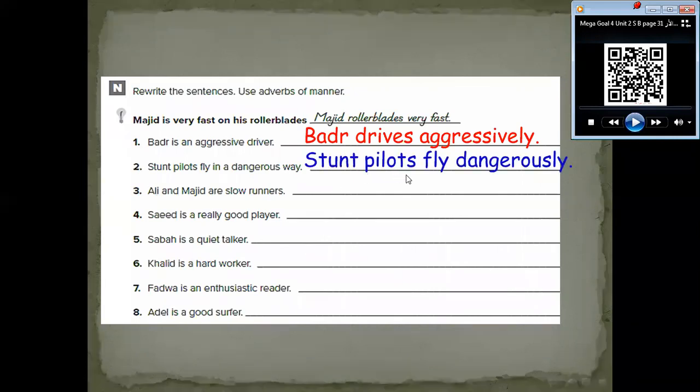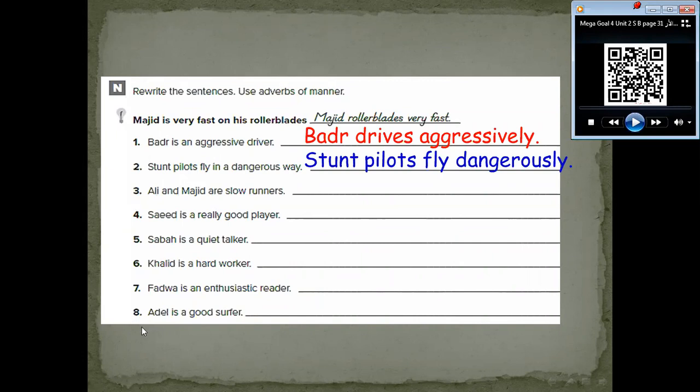Here we put after the subject, stunt pilots, the verb or the action they do, اللي هو fly. بعد كده جبنا الادفيرب to describe how they fly. Okay, thank you عبد الرحمن. Thanks a lot. It's a right answer. إجابة صحيحة. طيب أحمد زكي.